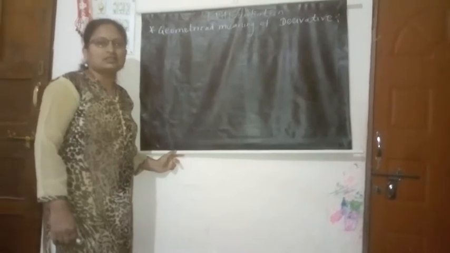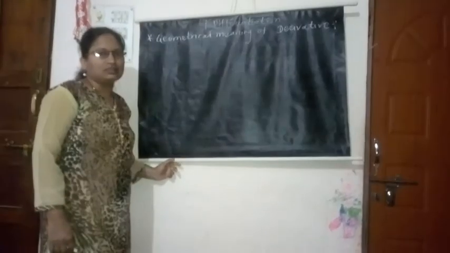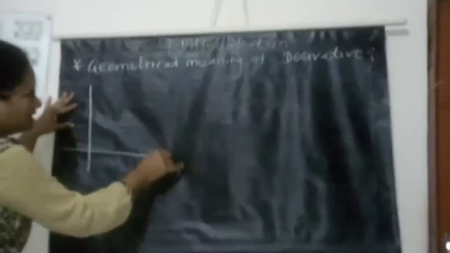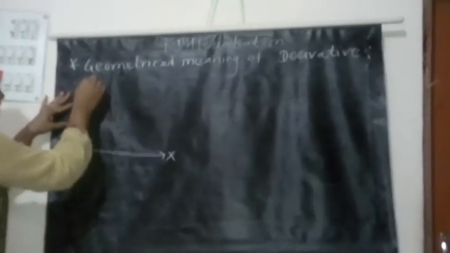In the previous video we have seen a few examples of exercise 1.1. Now let us see the next point, the geometrical meaning of the derivative. So first we have to draw a figure. This is the x axis and this is the y axis.